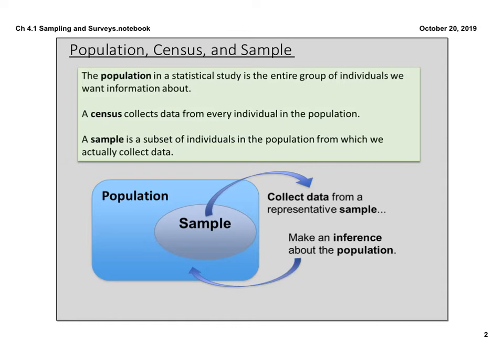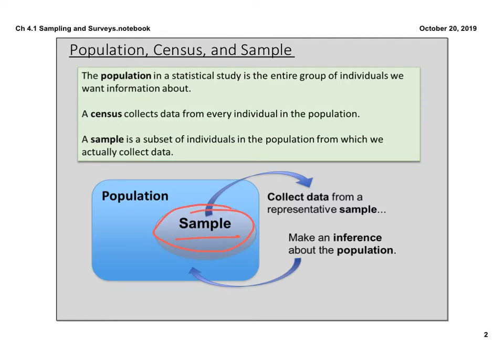Typically what we are doing is we take a sample from the population. So a sample is a subset of individuals in the population that we actually collect the data on. So when we pull a sample of people, we get a sample here. The sample comes from the population.